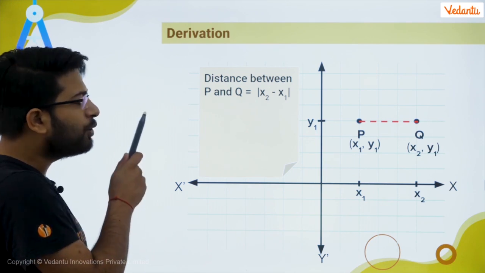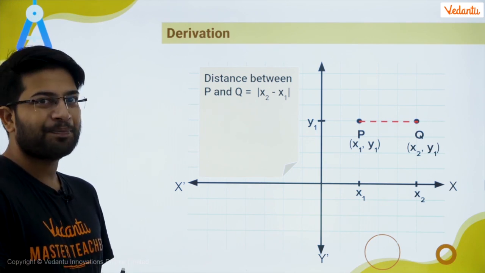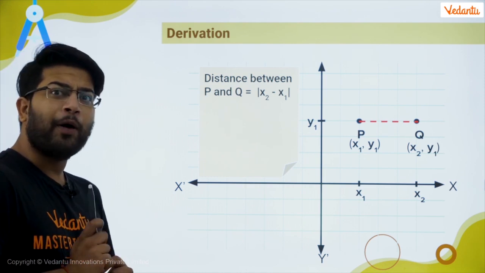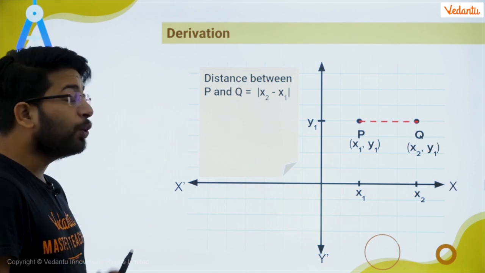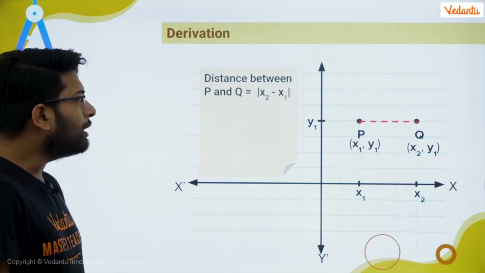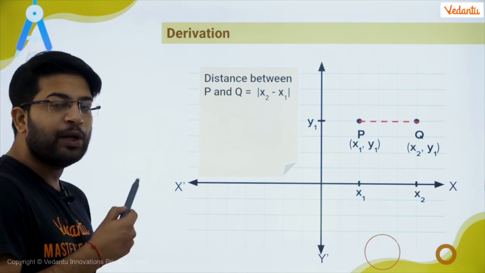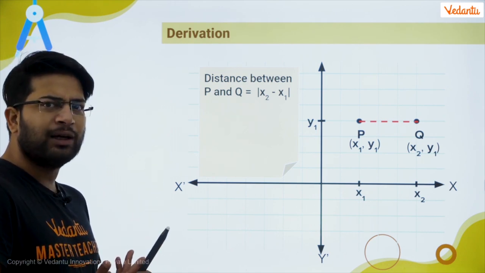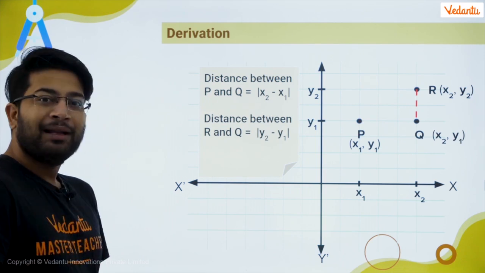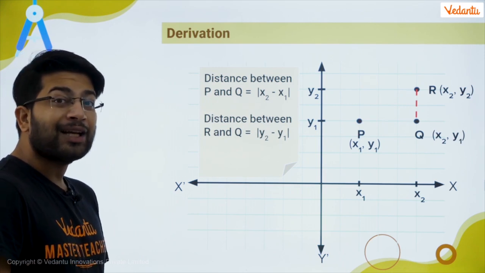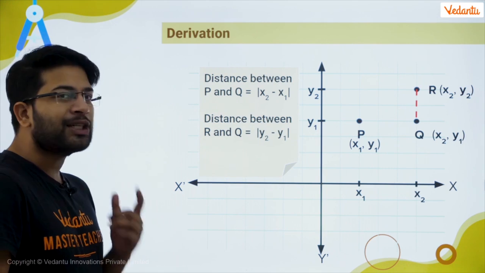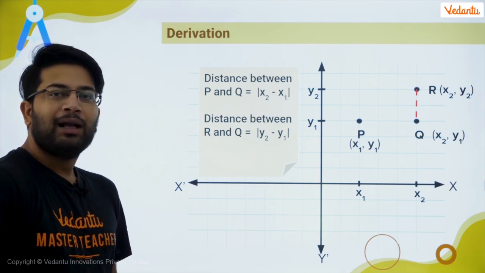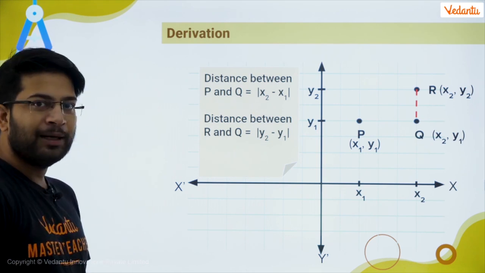Champ, let's say we have 2 points, point P and point Q. P has the coordinates x1, y1, whereas point Q has the coordinates x2, y1. What will be the distance between P and Q? The distance between P and Q will be x2 minus x1. That's it. And similarly, let's say we have a point R whose coordinates are x2, y2. What will be the distance between Q and R? That will be y2 minus y1.